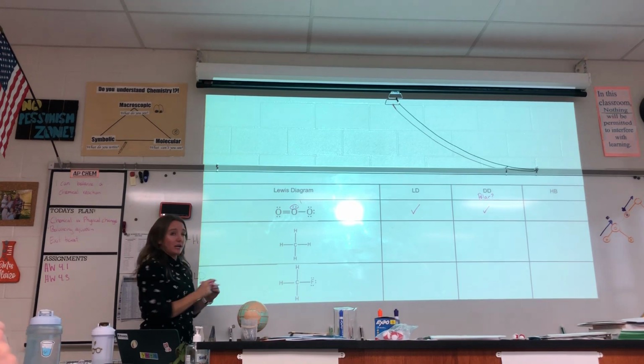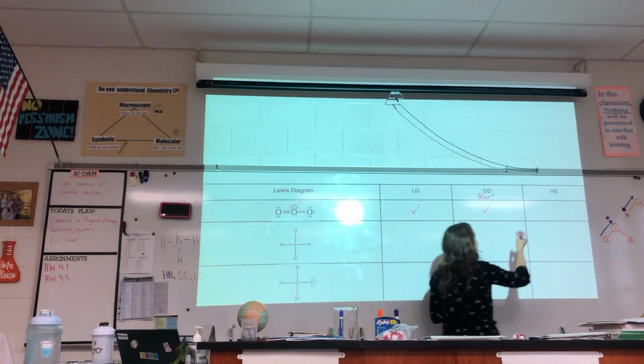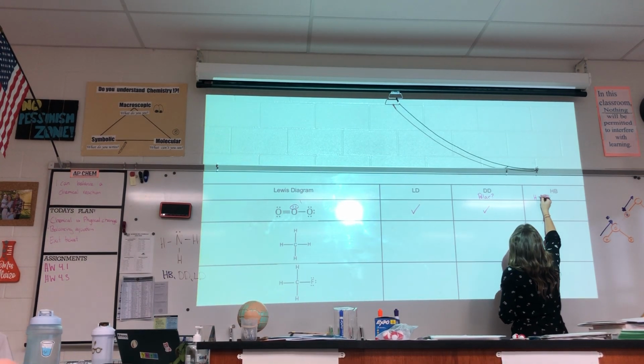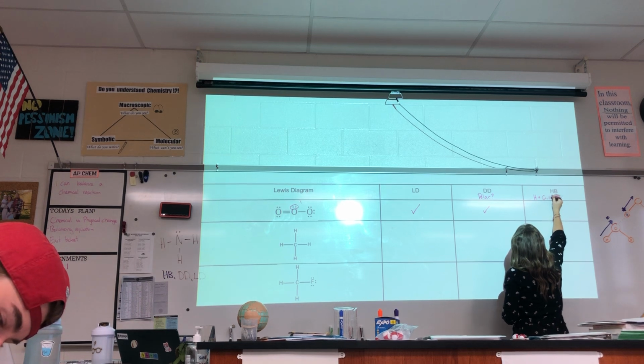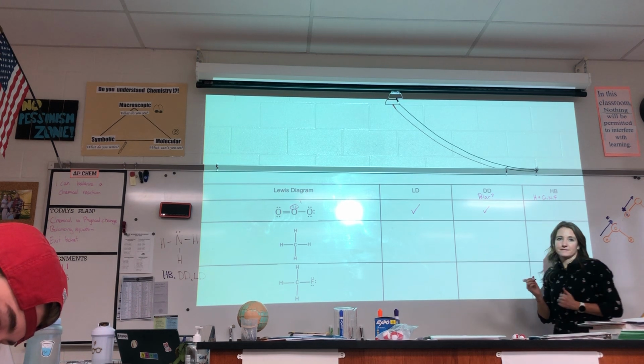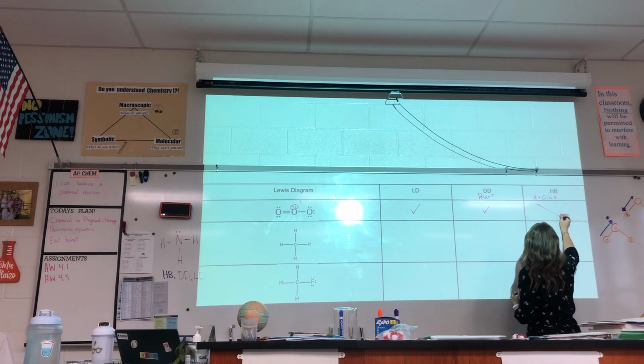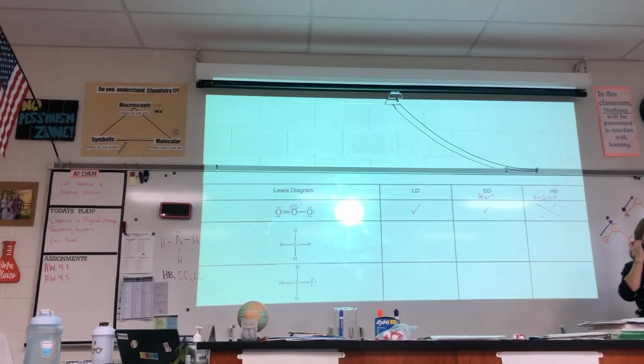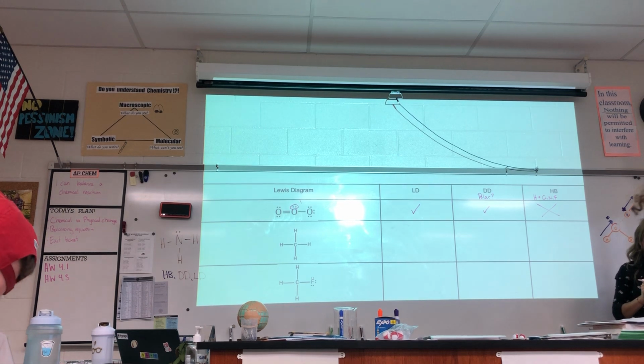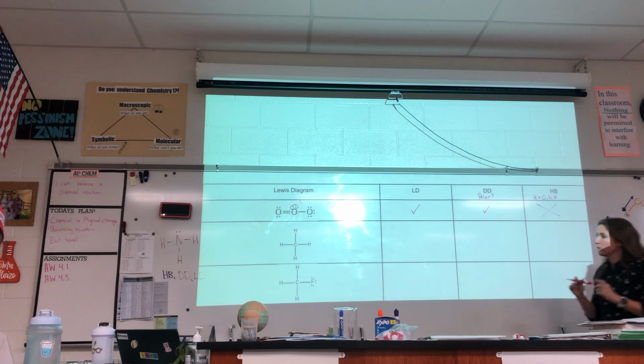Okay? What do I check for with hydrogen bonding? H connected to O, N, or F. Which in this case, there's not even H's, so it can't have hydrogen bonding. So I'm going to put a big X as no. Okay? Let's do one more together.